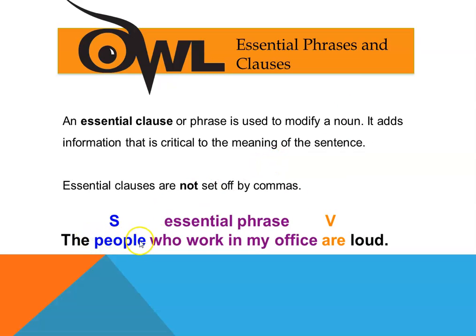So in this instance here, the people who work in my office are loud. Okay, so if we just said the people are loud, that would be a very vague statement. It would be hard to understand who you're referring to. So this designation, the people who work in my office, becomes essential to understanding the intended meaning of the sentence. If we cut this out, the sentence would no longer be conveying the same message clearly. So that's why this phrase is essential, because it's indicating specifically which people we're talking about, and we need to know that in order to understand the message that's being conveyed here.